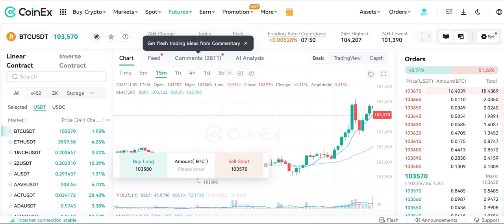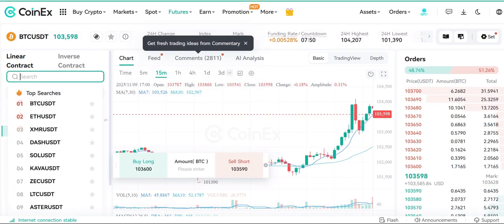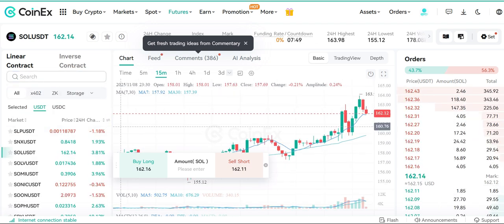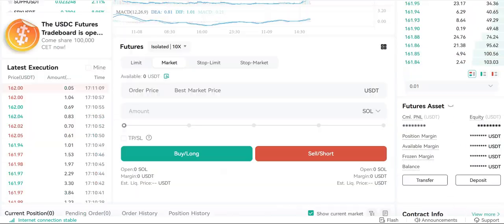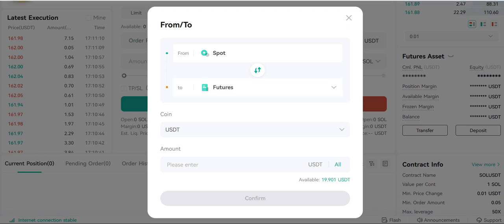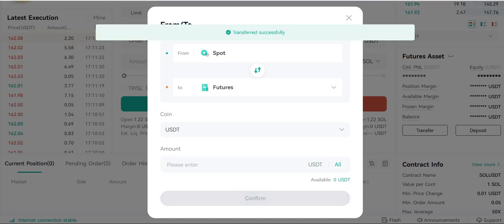And so, for example, if I want to open a position here, let's say I want to go to Solana. I'm interested in Solana, so I would go to Solana USDT here. I actually need to transfer funds over to the futures account from my assets account. So I would just go to transfer, and then from spot, you see it tells me how much I've got available, and I want to transfer to futures. If I want to transfer everything, I can. I just click on confirm, and now I'm transferring successfully to futures.